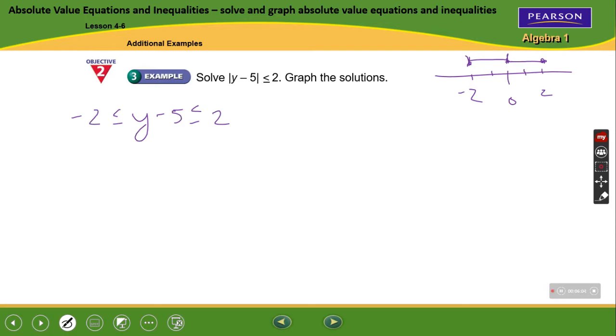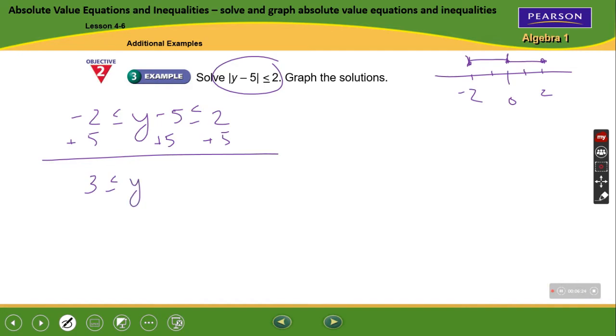So now what we have is a compound inequality, and this should represent the exact same thing as this absolute value inequality up here. So solve this like usual. Plus 5, plus 5, plus 5. 3 is less than or equal to y, which is less than or equal to 7. And now it says to graph our solutions.